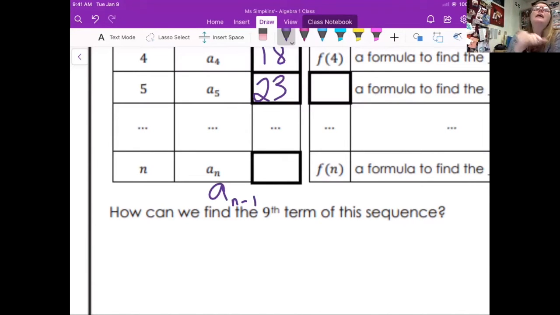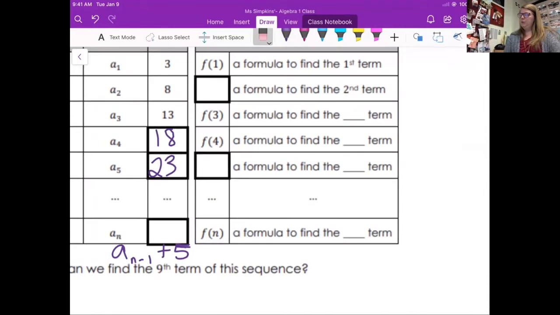So to find any number, we're going to take the previous number and add 5 for this sequence. That's not going to be true for every single sequence, but for this one, all this notation means is the previous number. That's all that's saying. I know it looks complicated, but the terminology to use is the previous number.